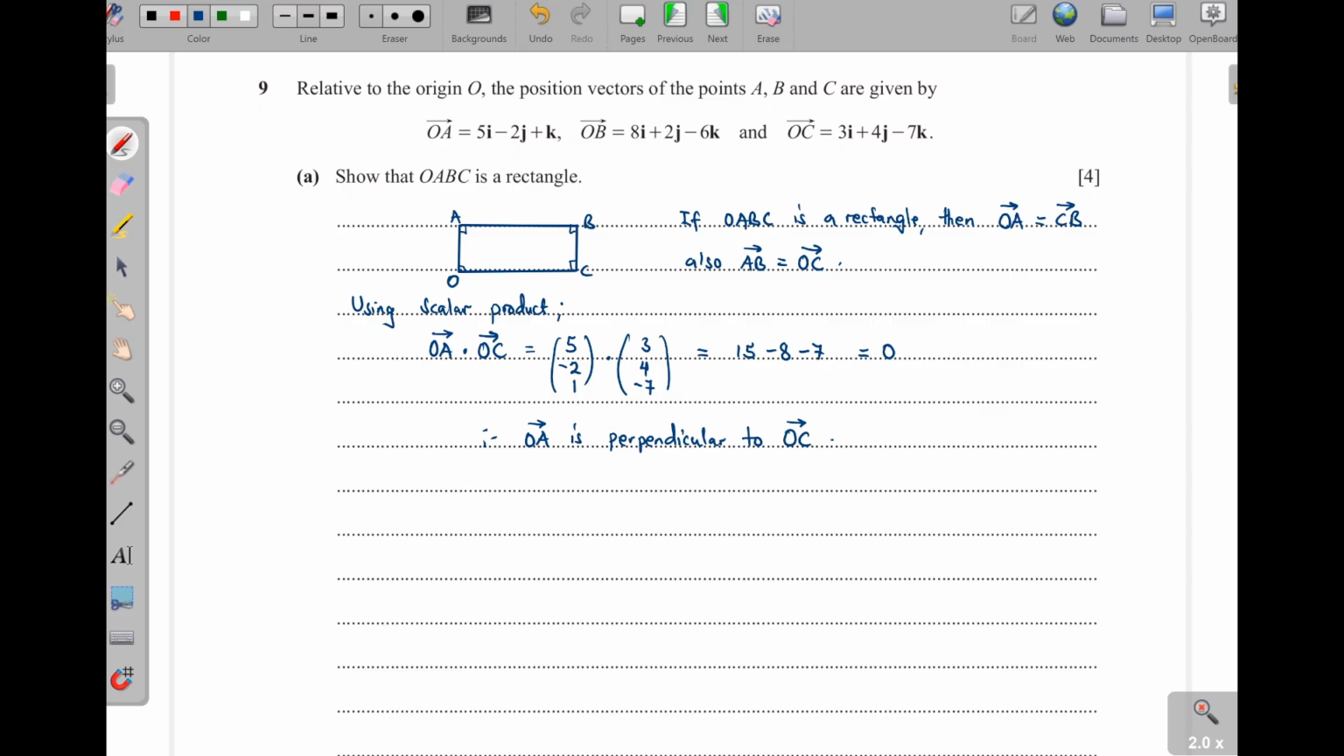Then next, let us look at OA. In fact, CB. Let us look at CB. Is it equal in length with this one here?